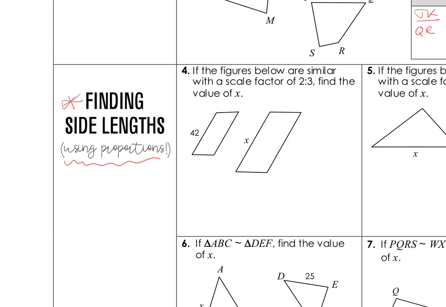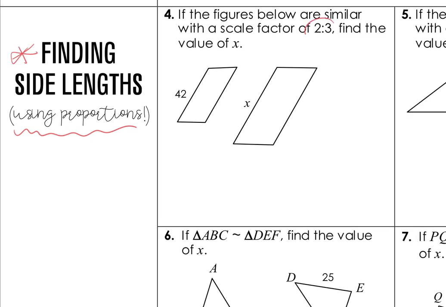So guys, what I'm going to do is start out with that scale factor. That's going to be my first ratio. And I have to make a proportion. I'm going to set it equal to 42 over x. Now we're going to solve. So we have to cross multiply. This is the work that we did last week.